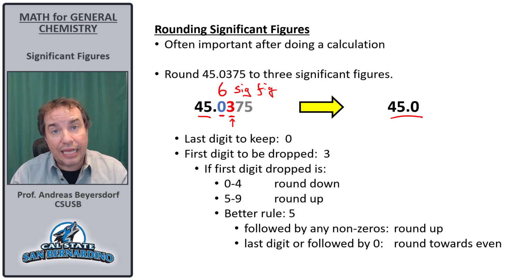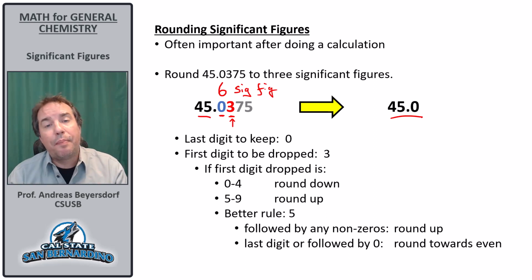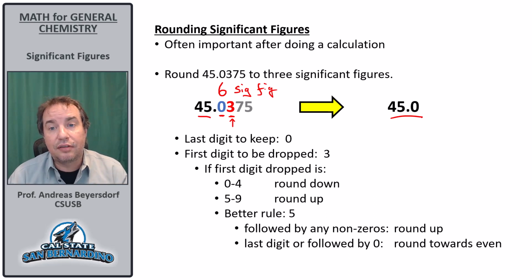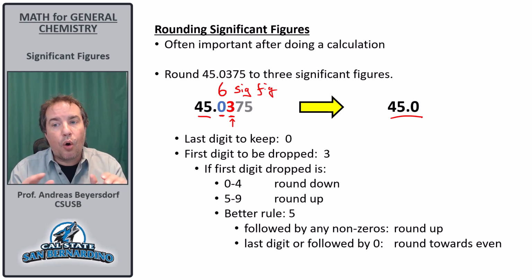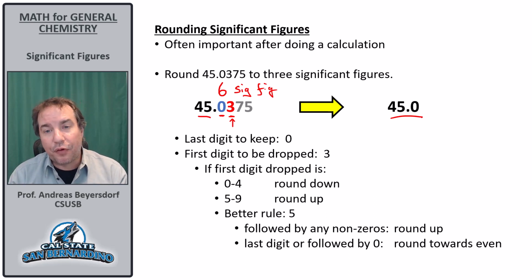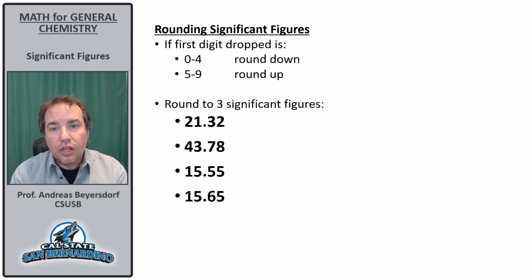If it were 5 to 9, that first number we drop, that means we round up. Now, a better rule that you may learn in later classes is if it is a 5, you actually either round up or round down, and you do this to get towards an even number. But for this class, we'll just say 5 to 9, we round up. So let's look at 4 examples. Let's say we have 21.32, 43.78, 15.55, and 15.65, and we want to round all these to 3 significant figures.